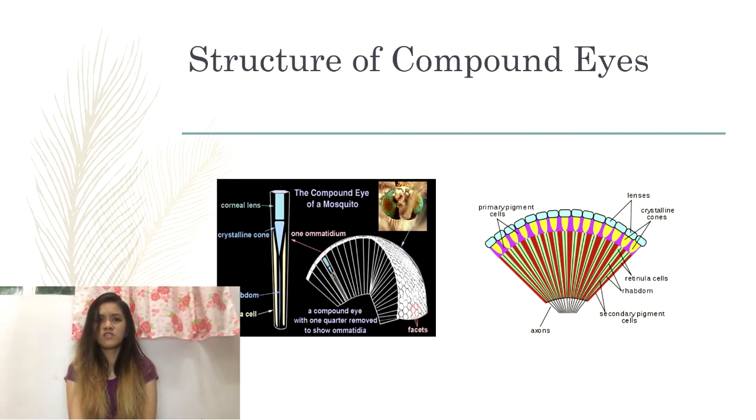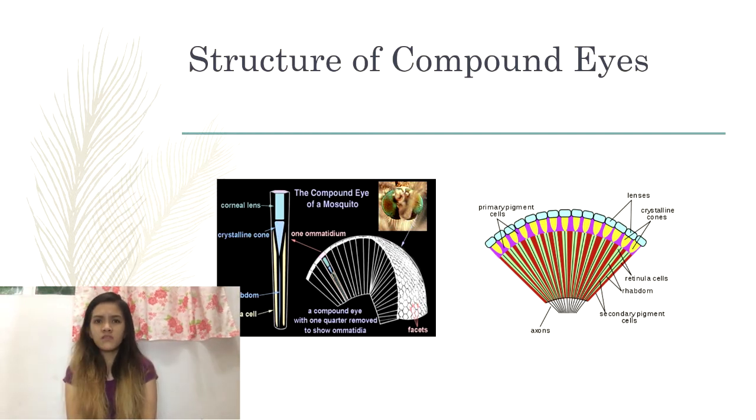Next is the structure of the compound eyes. Numerous ommatidia are arranged around the outside of a convex surface. Each ommatidium consists of a lens, the front surface of which makes up a single facet, a transparent crystalline cone, pigment cells which separate the ommatidium from its neighbors, retinula cells, and rhabdom.